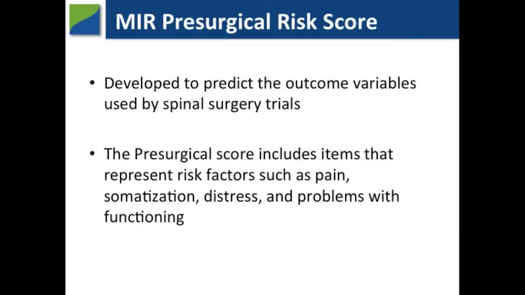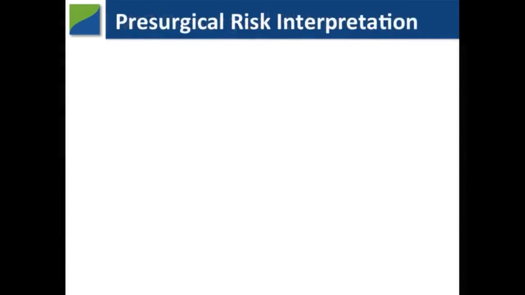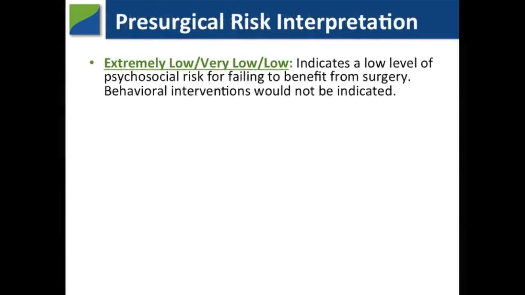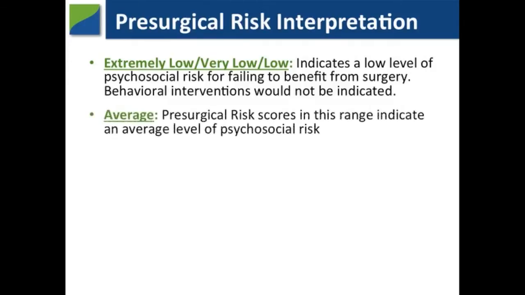So, interpreting the pre-surgical risk score, a low score indicates a low level of psychosocial risk factors for failing to benefit from surgery, and behavioral interventions are probably not indicated unless there are specific concerns identified. An average score indicates there's an average level of psychosocial risk. Behavioral interventions could probably reduce an average score to below average, possibly improving the prognosis for surgery.